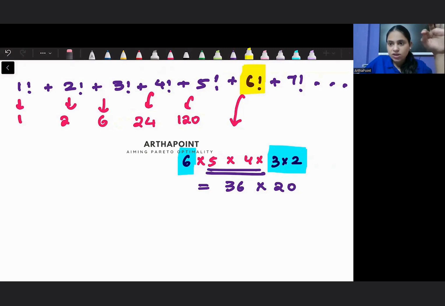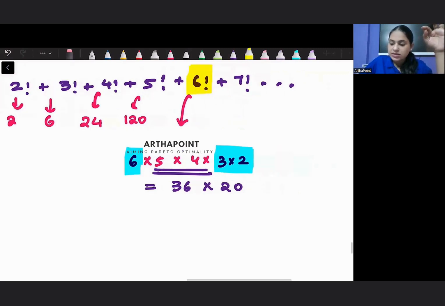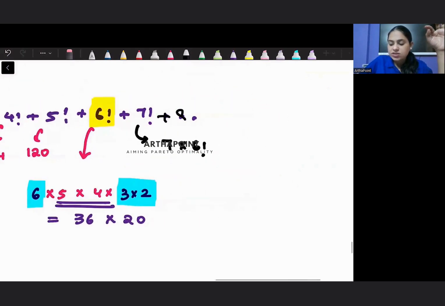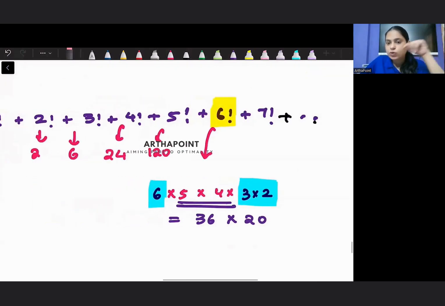If 6 factorial is divisible by 36, then beta, 7 factorial is simply 7 into 6 factorial. 8 factorial is simply 8 into 7 into 6 factorial. So all the consecutive numbers will also be divisible by 36 because 6 factorial gets divisible by 36, right?